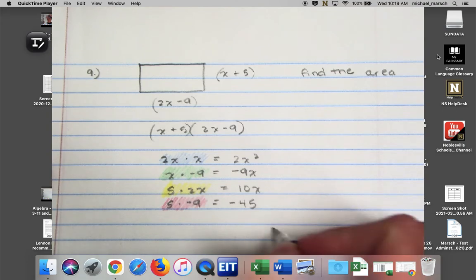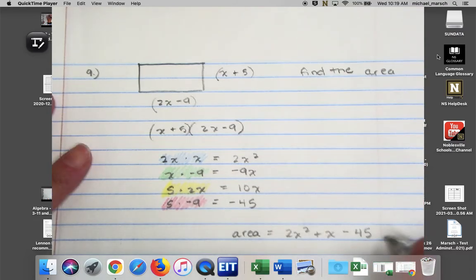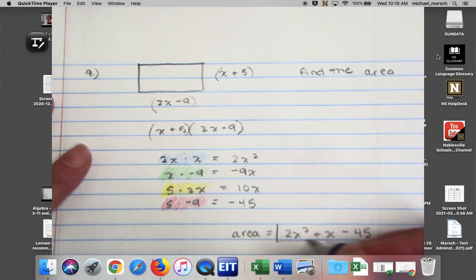So then I would combine those. So the area is going to be 2x squared. Negative 9x plus 10x is going to be positive 1x minus 45. And if it was inches or what have you, I would say units squared, because that's how you label area.